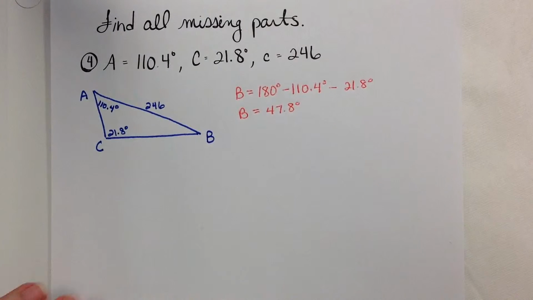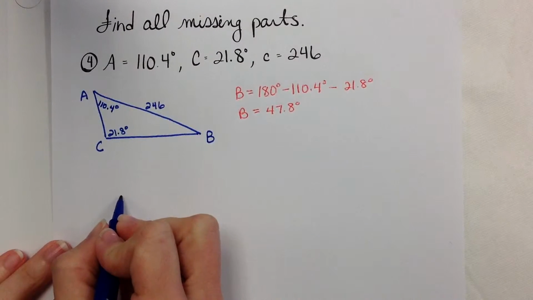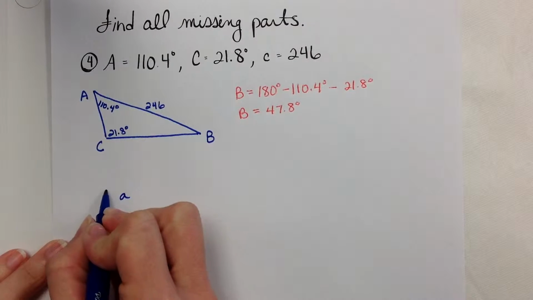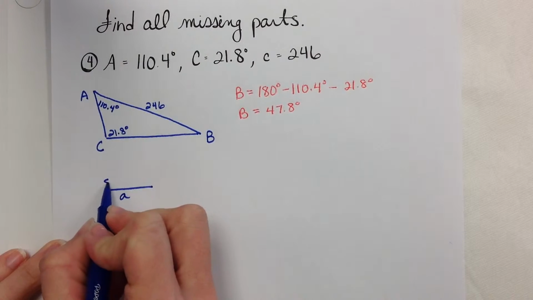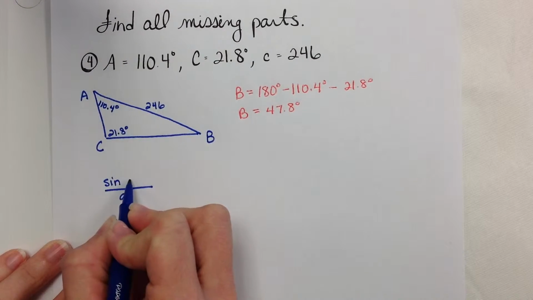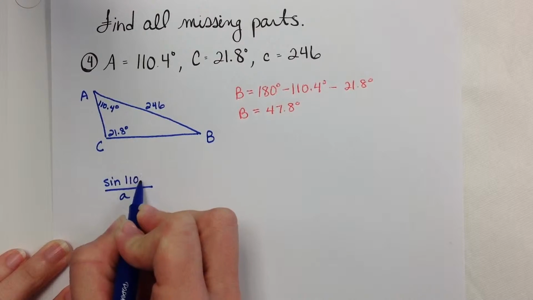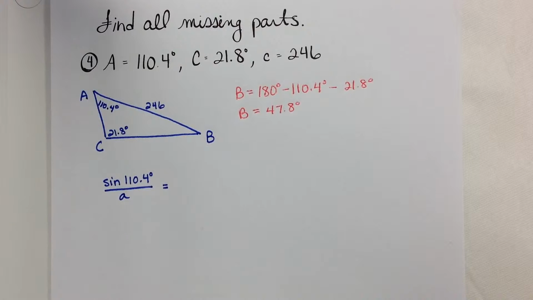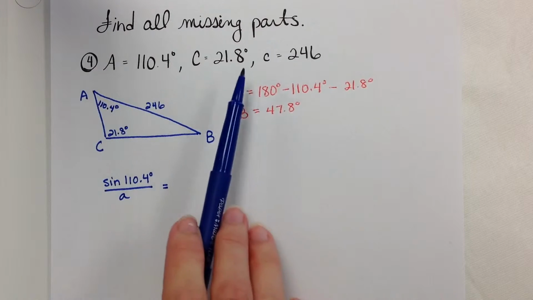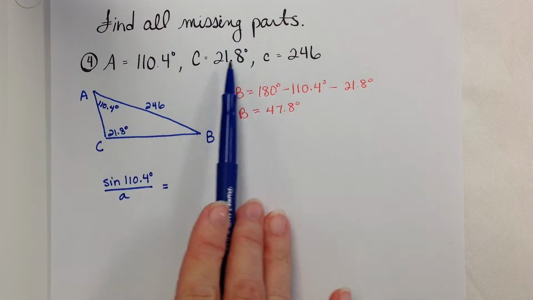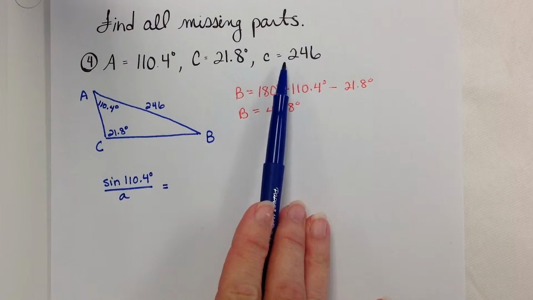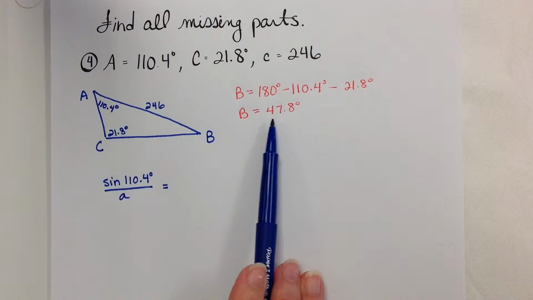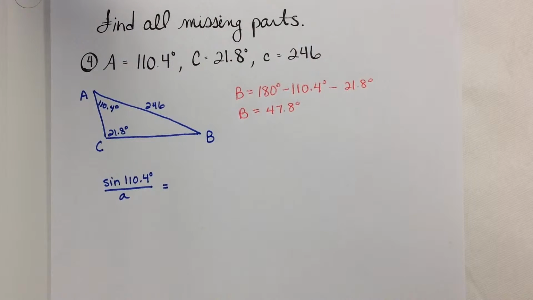So if I'm going to find side A, so setting up that ratio, that means I would need to use angle A in my numerator. Okay, now your other ratio is going to have to consist of using angle C and side C. You can't use angle B because you don't know side B yet.